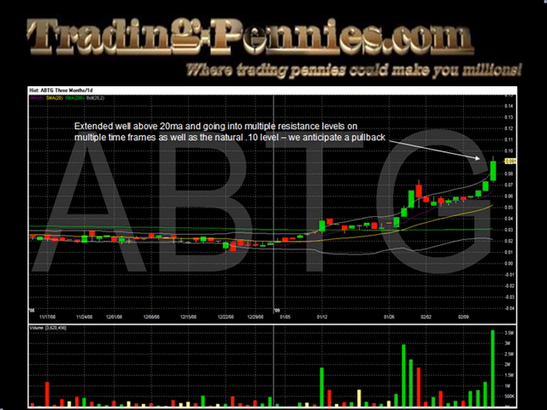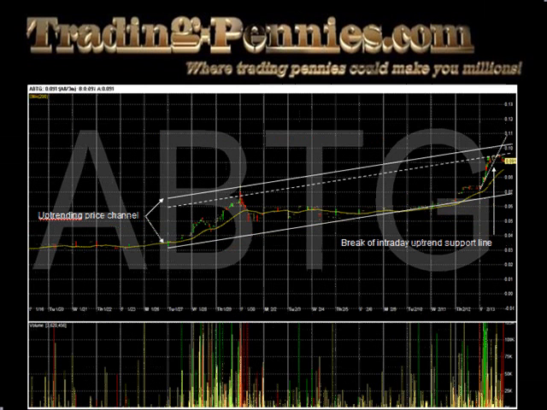Being as extended as we were above the 20-period moving average on the daily chart, and taking into consideration the various overhead resistance levels noted previously on multiple time frames, we look to intraday chart analysis for help. In the first chart, we see an intraday uptrending channel project to the 0.10 and to the 0.11, or the 10 cent and 11 cents price levels, which coincide with numerous other resistance levels on various other time frames.